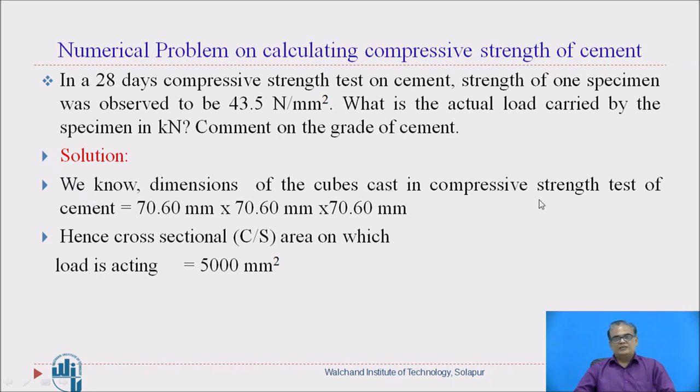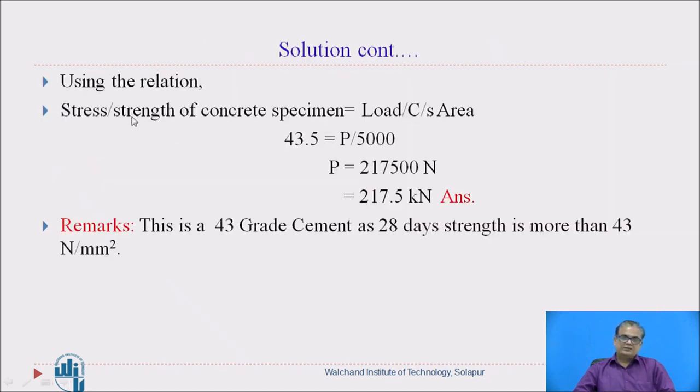Now we know the dimensions of the cubes which are cast in this particular test are 70.6 mm by 70.6 mm by 70.6 mm. Hence the cross-sectional area on which the load is acting will be 5000 mm square. So now using the relation, stress or strength of this mortar specimen will be equal to load divided by cross-sectional area. Strength is given as 43.5 Newton per mm square, so keep the values: 43.5 is equal to P, let P be the load which is unknown, divided by the cross-sectional area 5000. P is equal to this much Newton. Find out the value in kilonewton by dividing it by 1000, so it is 217.5 kilonewton. This is the answer. Now remarks, what you will comment: this is a 43 grade cement because its 28 day strength is more than 43 Newton per mm square.